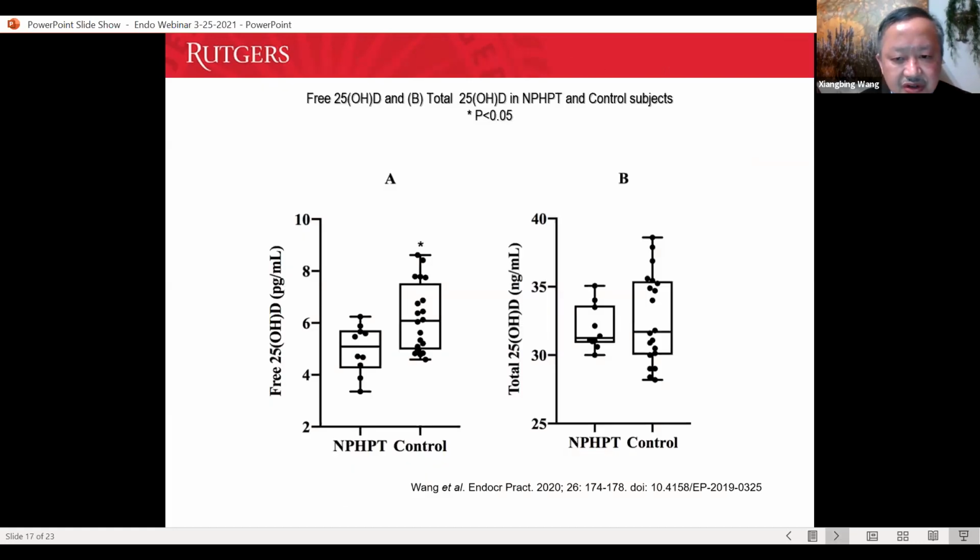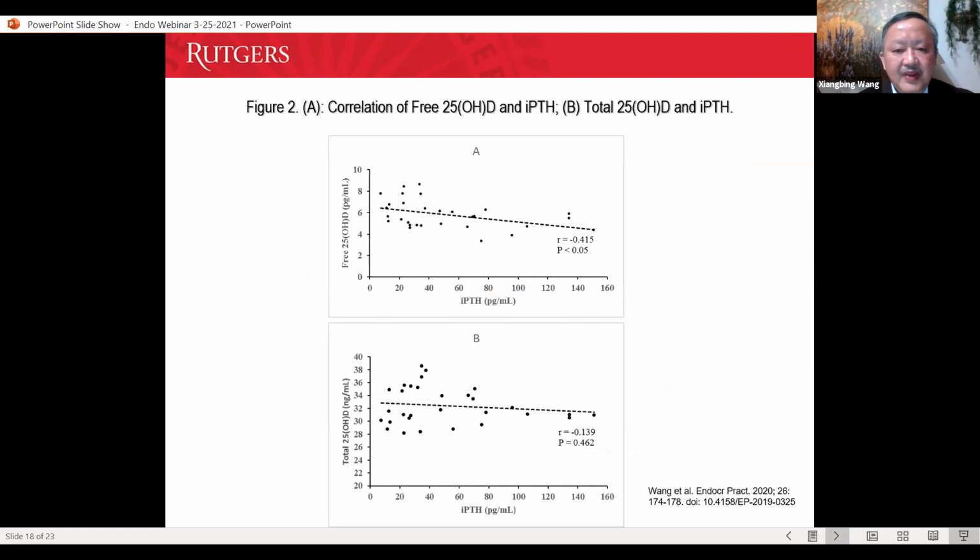So that's a figure we can show here. Even though the total vitamin D is the same compared to control, the free vitamin D is about 20% lower in what we call normocalcemic hypoparathyroidism. We also did a correlation study, and the total vitamin D in this group of patients doesn't have any correlation with the PTH level, but we find a really nice correlation between the free vitamin D and the PTH level. So that's our other study.